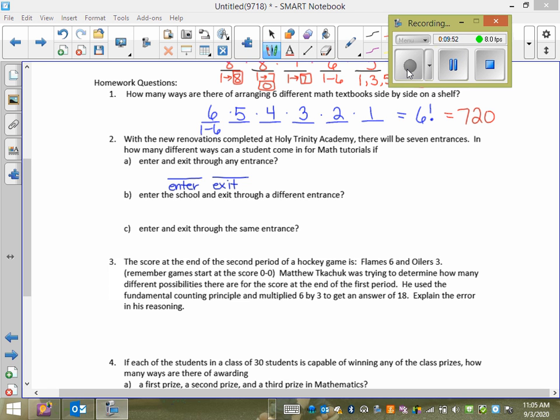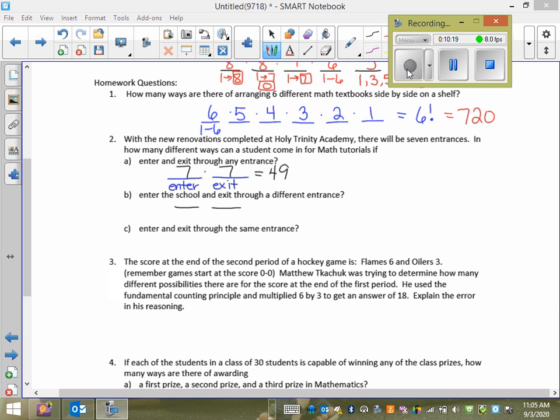You're in a good community, because I'm pretty sure everyone doesn't put 2 blanks. So, you did, yay. If you didn't, eh. So, we have 7 entrances to enter in, and then through any exit we can exit. So it's just 7 times 7, 49.